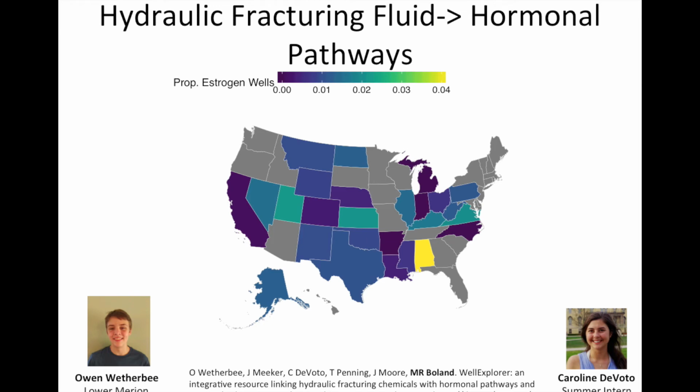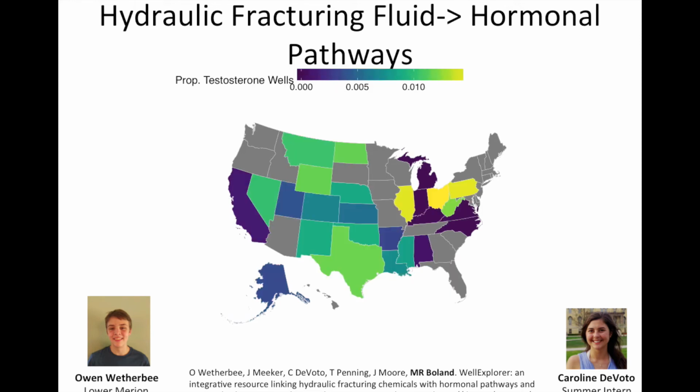We've looked at hydraulic fracturing fluid and its role in impacting various hormonal pathways. For example, the map shown here indicates states in the country where there's a high proportion of estrogen wells. The state of Alabama has a large proportion of wells that use hydraulic fracturing fluid that target estrogenic compounds. Hydraulic fracturing wells that target testosterone pathways are shown here in bright yellow and include Ohio, Pennsylvania, and Illinois.